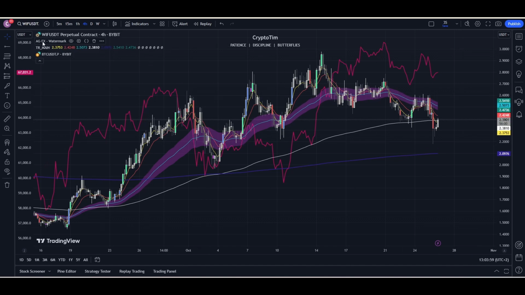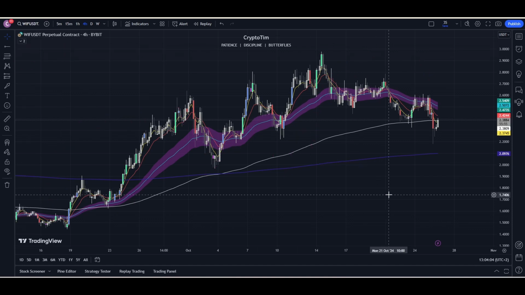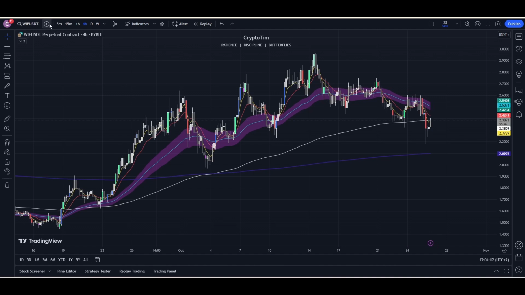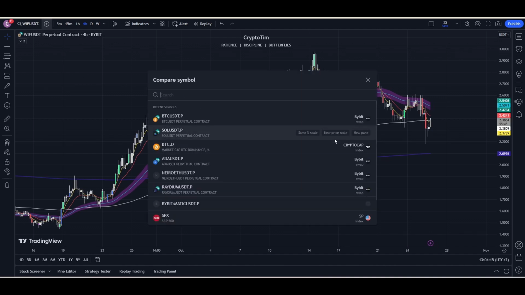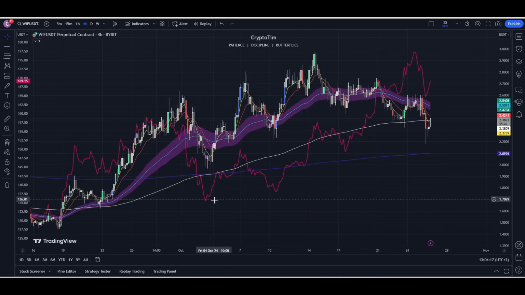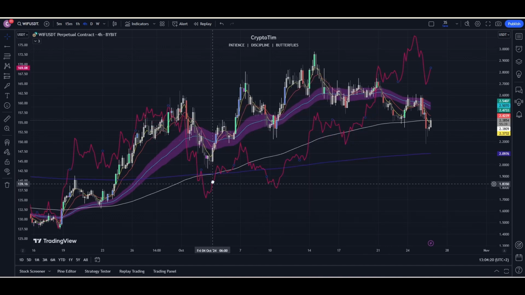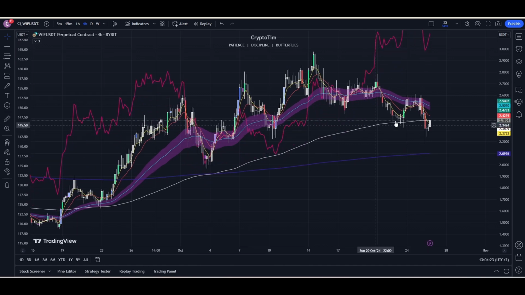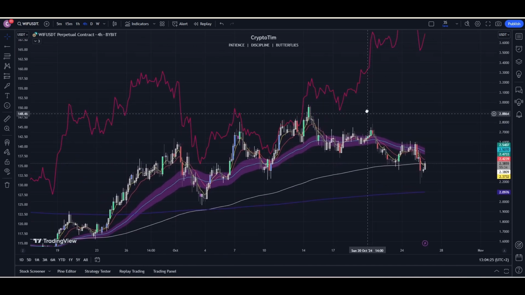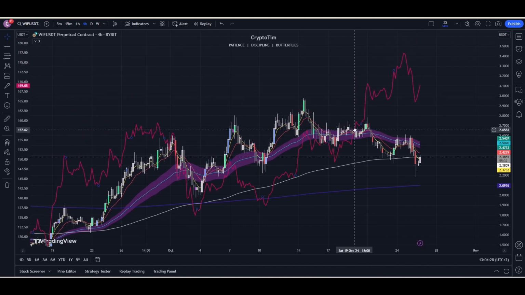To remove it, just go back to your indicators and you can remove it again. So that's if you want to make a one-on-one comparison to Bitcoin. Again, it's right here, the plus sign. You type whatever coin you want. So I could also add, for example, Solana. You can see it's doing pretty much the same thing, except here Solana was really pumping while Bitcoin and other altcoins were going down. So you could compare any two assets you want.